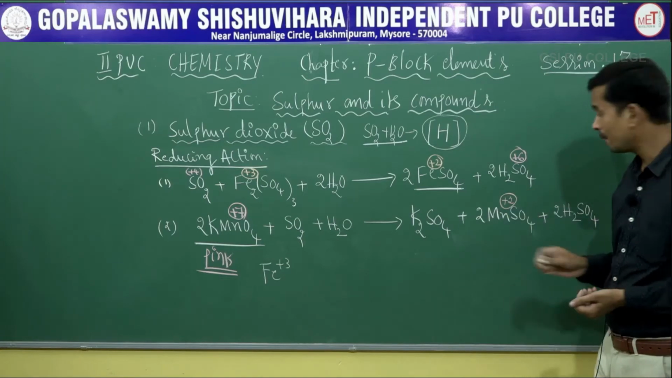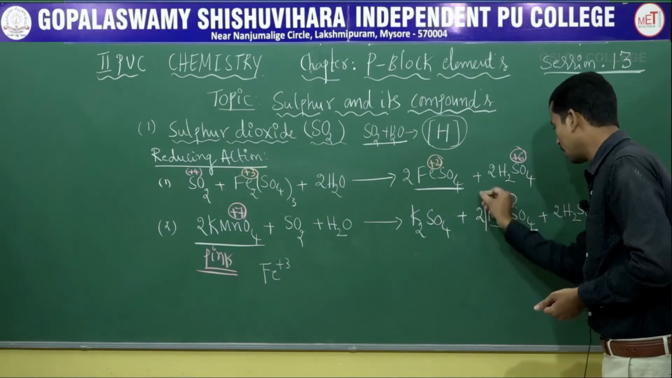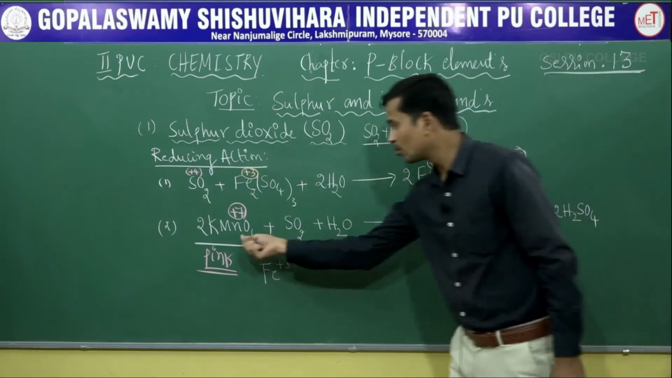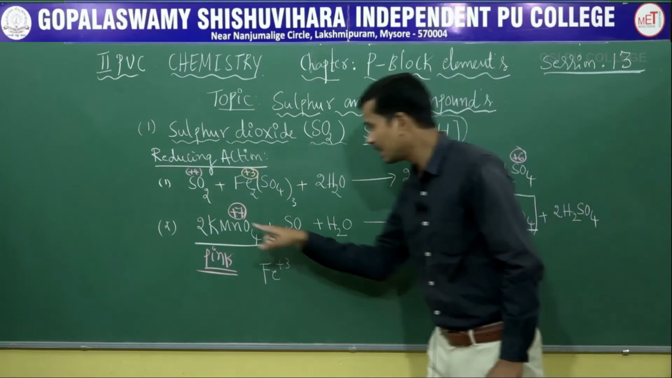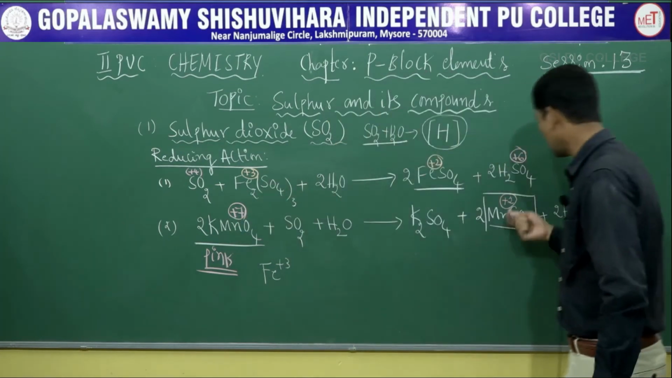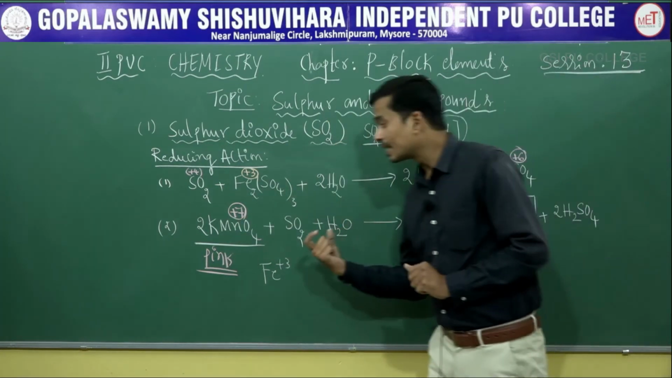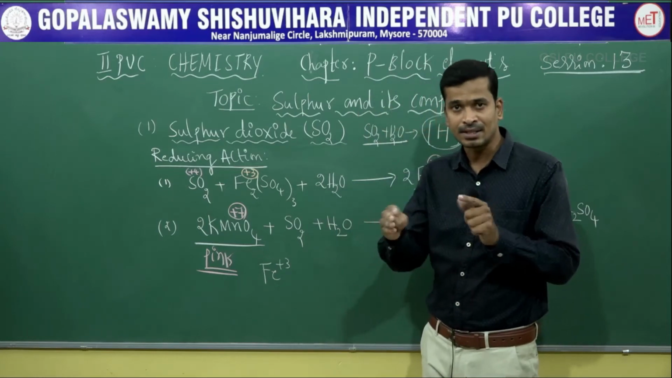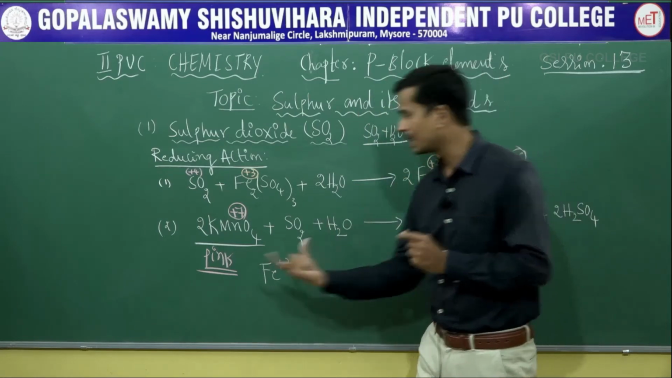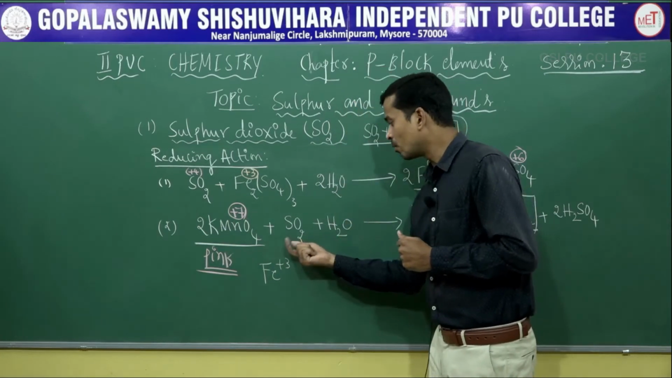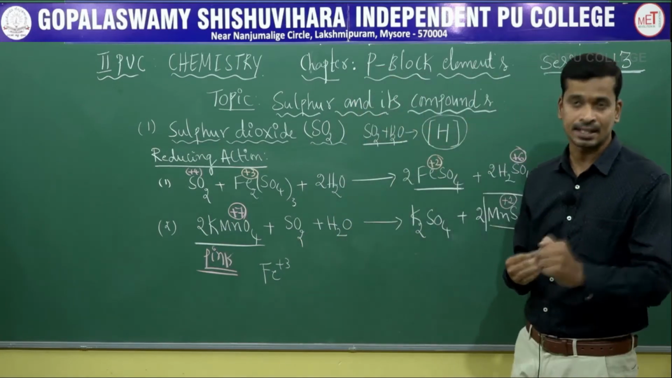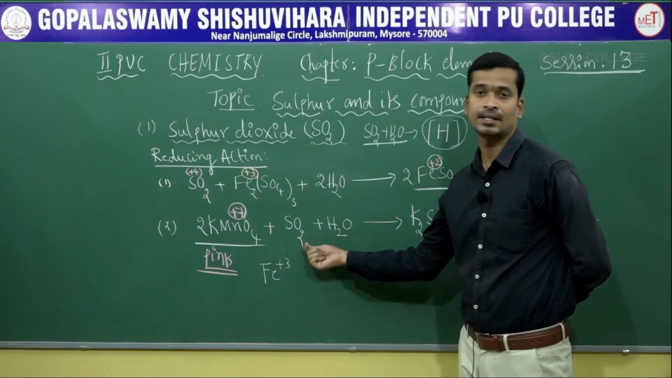Manganese sulfate, MnSO4. The KMnO4 is converted into MnSO4. The oxidation state varies from +7 to +2. It is called decolorization. Decolor means the color changes; the pink color disappears. Hence, this is one of the identification tests for sulfur dioxide.